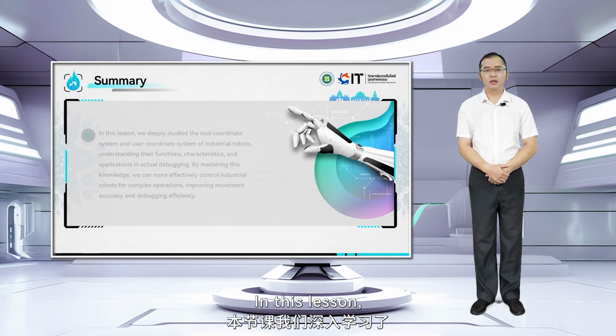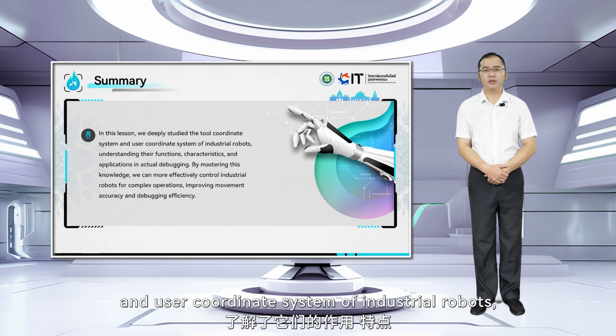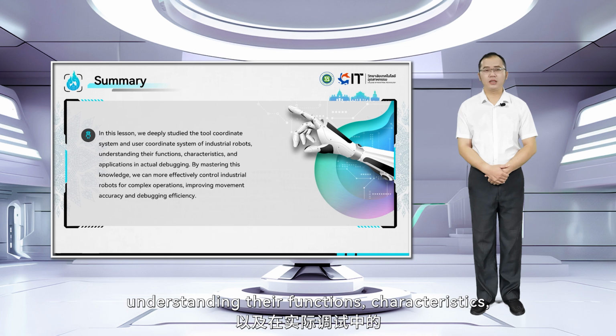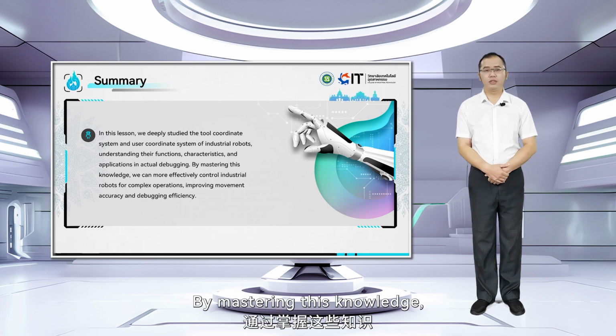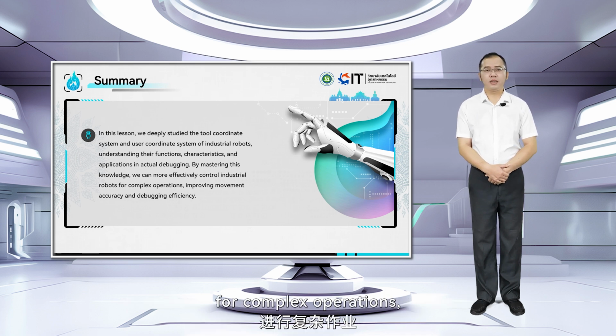In this lesson, we deeply studied the tool coordinate system and user coordinate system of industrial robots, understanding their functions, characteristics, and applications in actual debugging. By mastering this knowledge, we can more effectively control industrial robots for complex operations, improving movement accuracy and debugging efficiency.